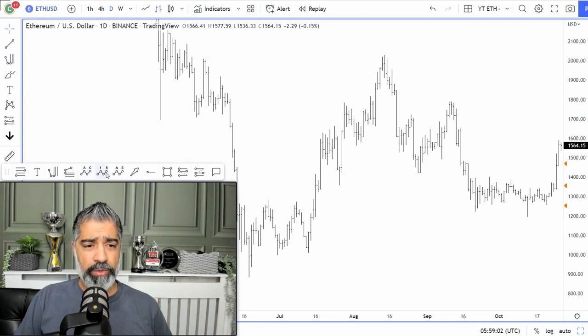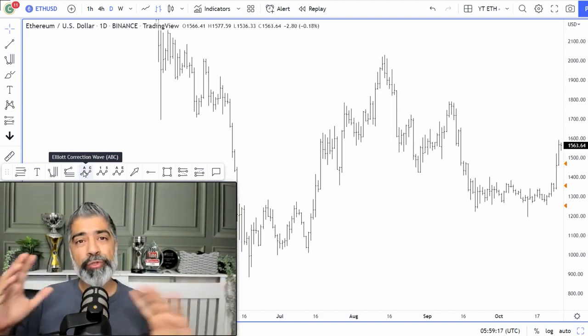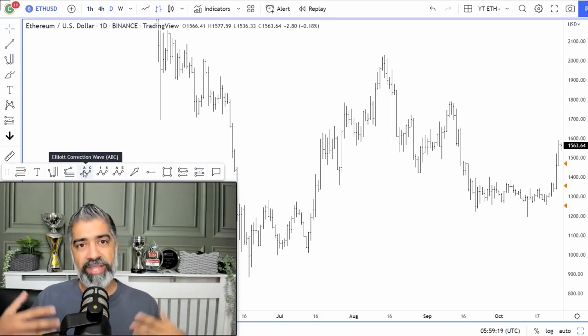The ones that we're going to use: this one over here, where it's got the numbers 1 to 5. In other words, it's a count of 1, 2, 3, 4, 5, and it's called Elliott Impulse Wave. We're also going to use this one here, Elliott Correction Wave, which is the typical ABC. These are the two most common pattern sequences that you'll see.